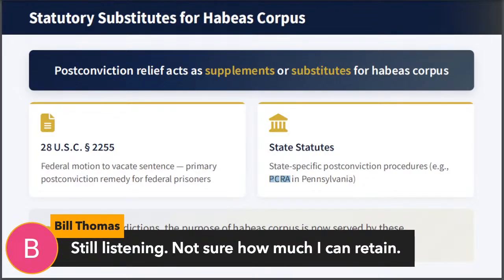Bill Thomas says he's still listening. Not sure how much he can retain. Yeah, there's a lot to retain here, but there is a bit of repetition. Almost snuck in a duplicate slide there to make sure everyone's paying attention.